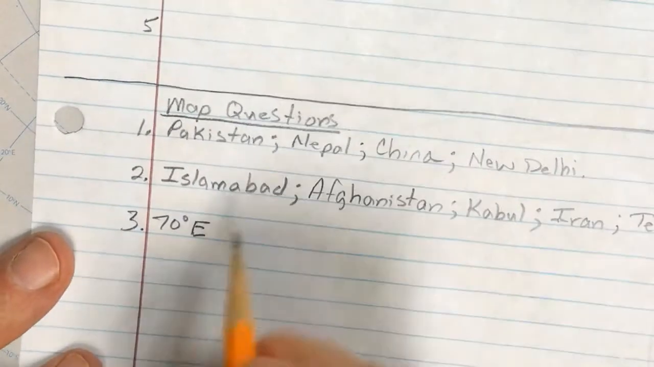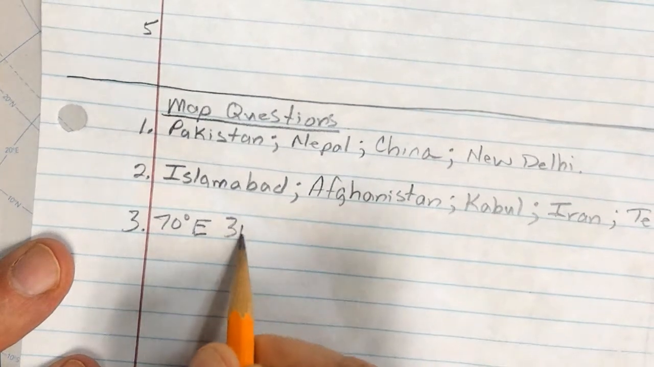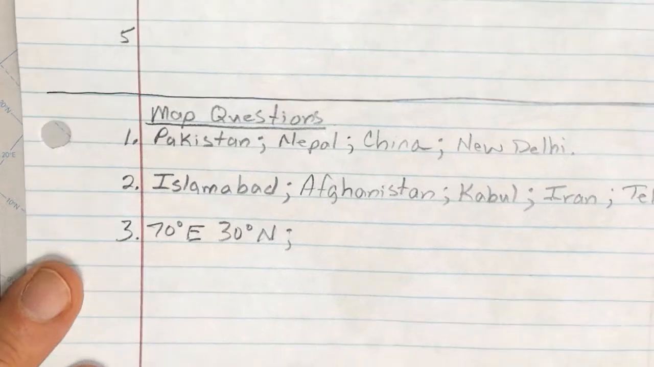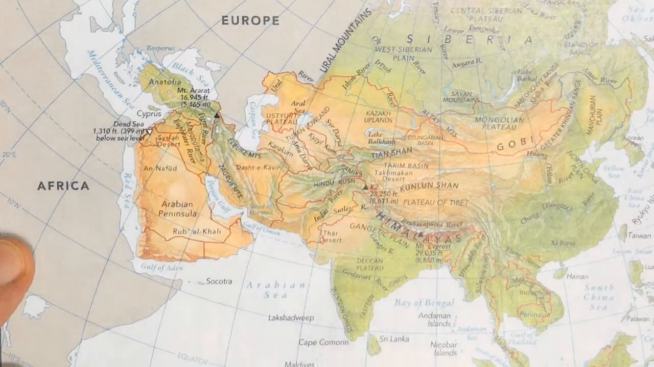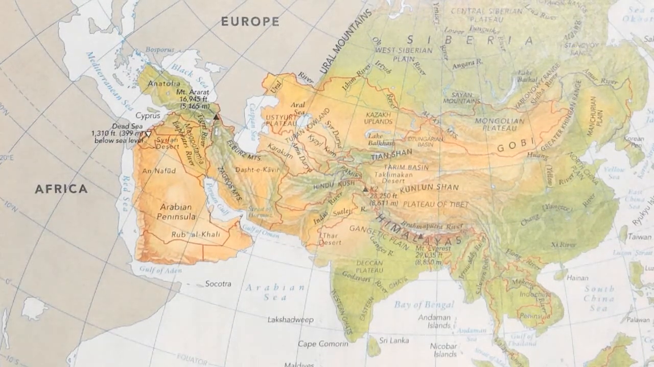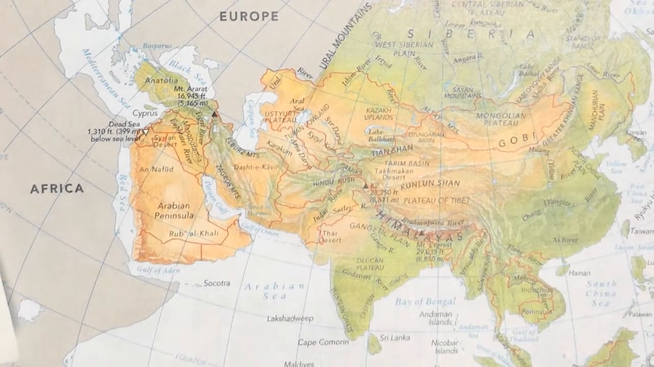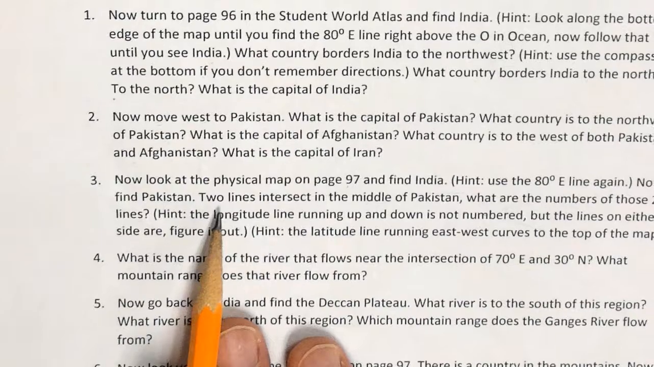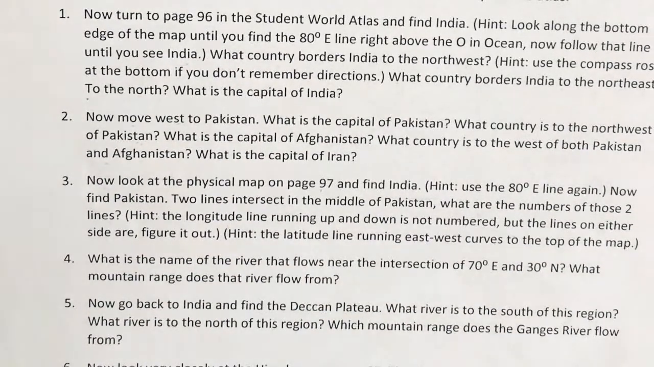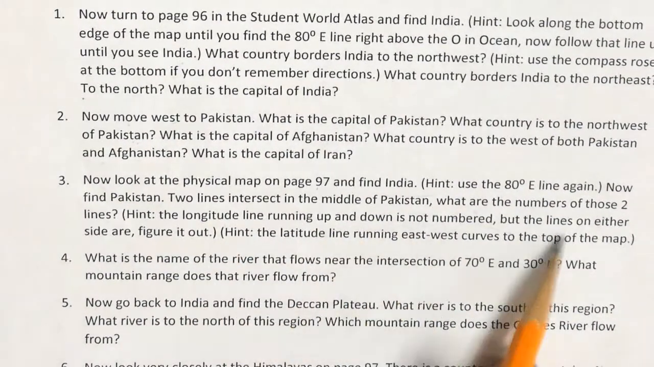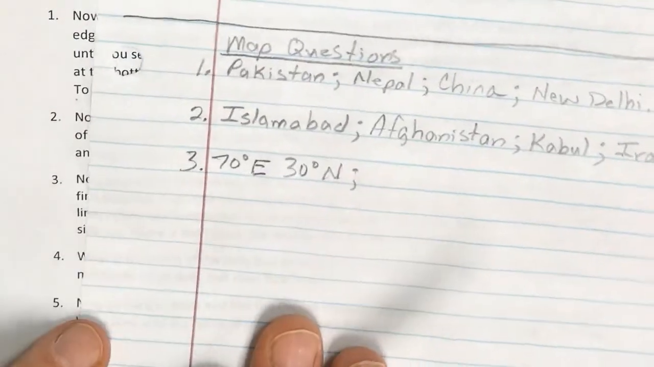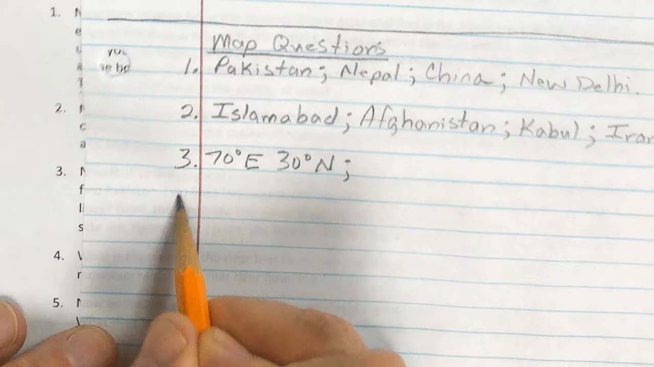So we go back here, 70 east, 30 north. That's our two lines. All right, so we found our two lines. Now let's find out what's supposed to happen next. Two lines intersect in the middle of Pakistan. What are the numbers? And that's it. So we're done. We're done with number 3, aren't we? Okay? So everybody got that? Let's go to number 4.